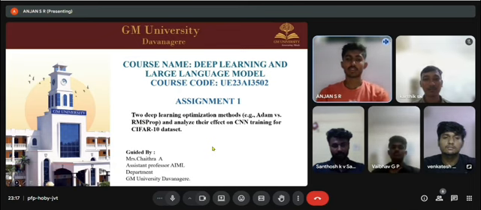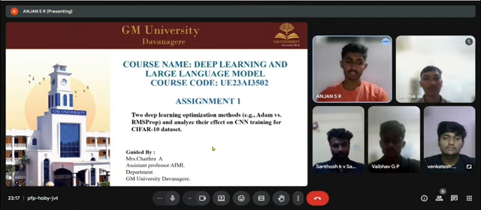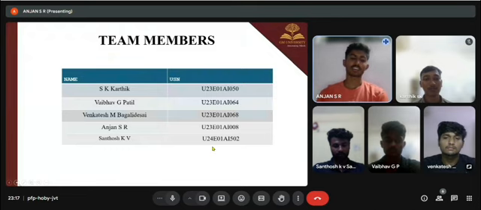The assignment is to compare two deep learning optimization methods and analyze their effect on CNN training for the CIFAR-10 dataset. Our team members are SK Karthik, Vaibhav Girish Patil, Ventesh and Santosh.